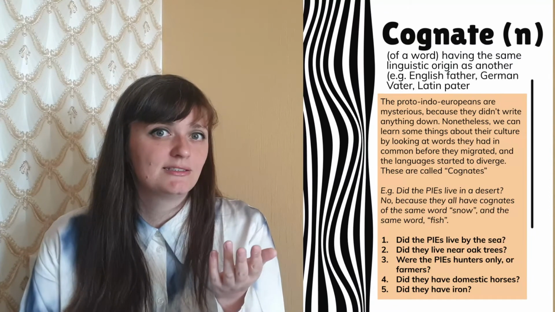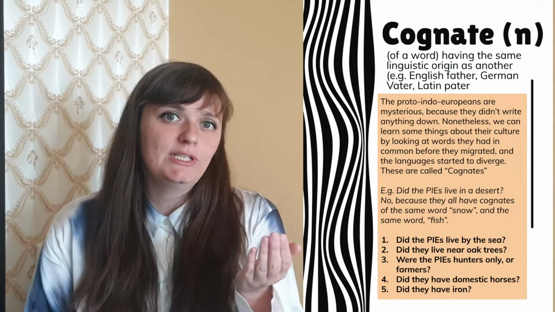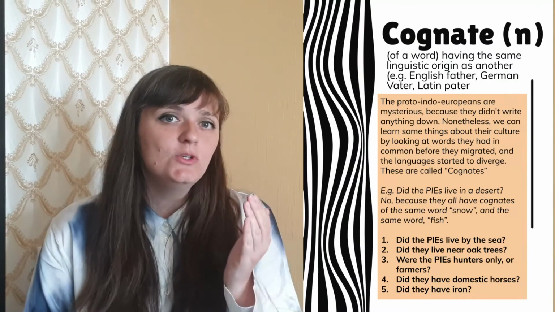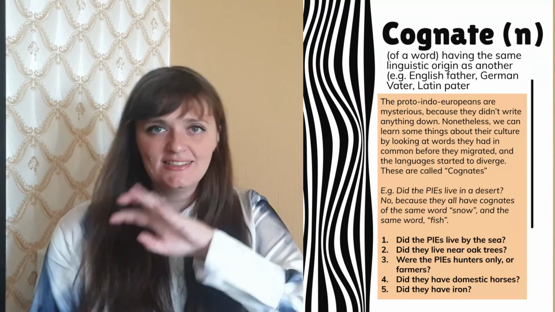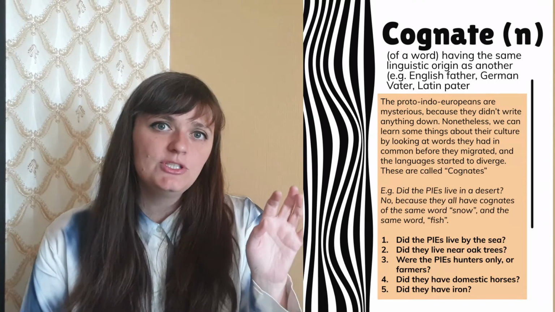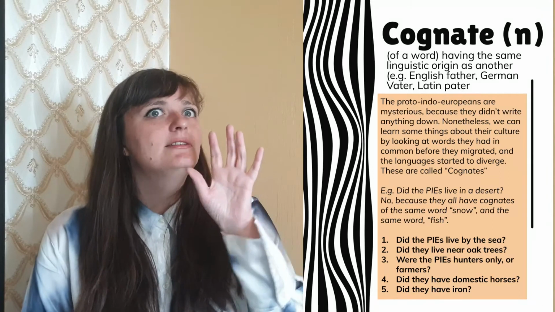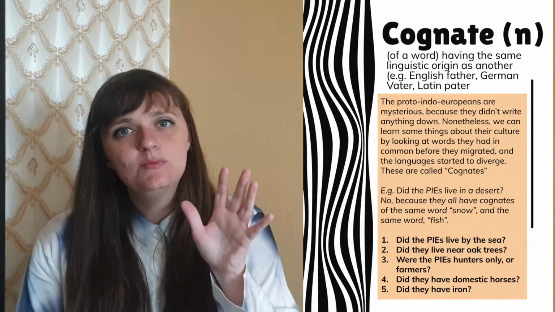Right. So how can we make a guess about where the Indo-Europeans actually came from? Well, we're going to have to look at cognates. What is a cognate? A cognate is a word which, within the family of Indo-European languages, is the same or of the same origin.